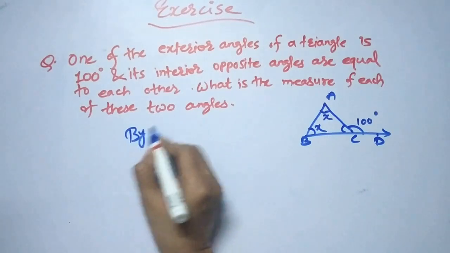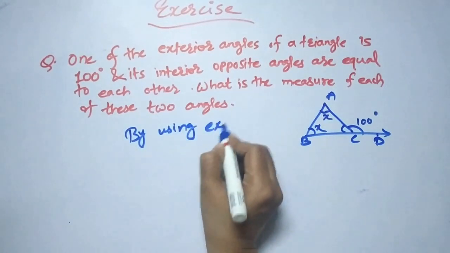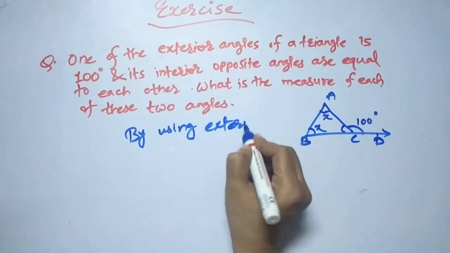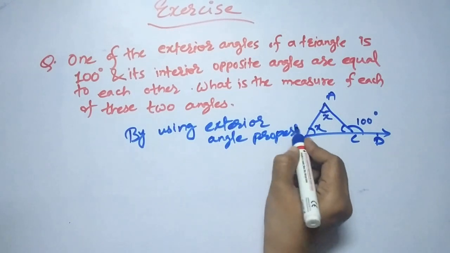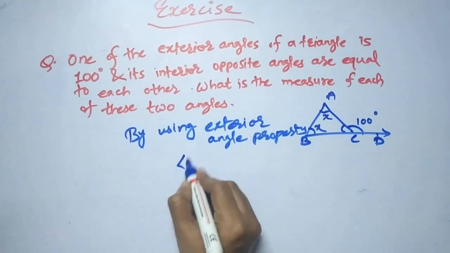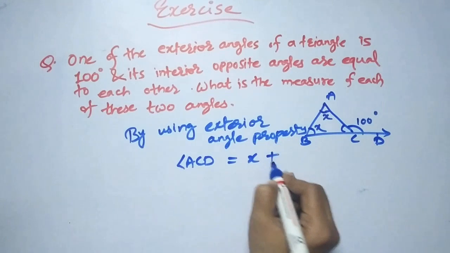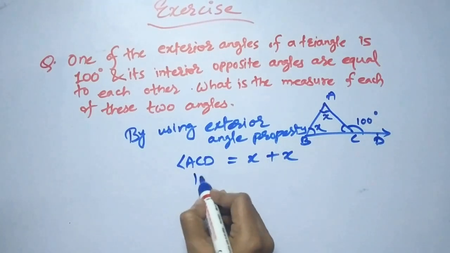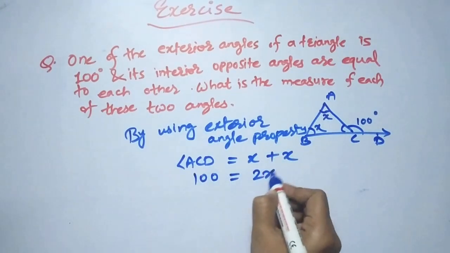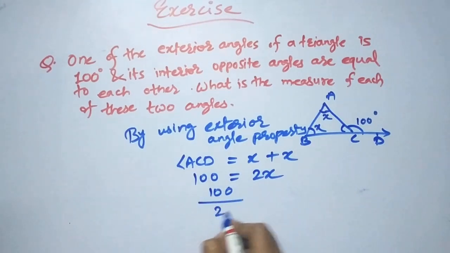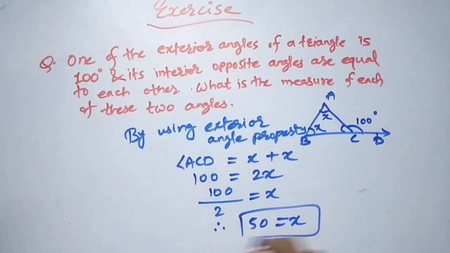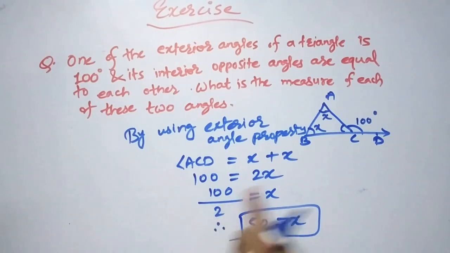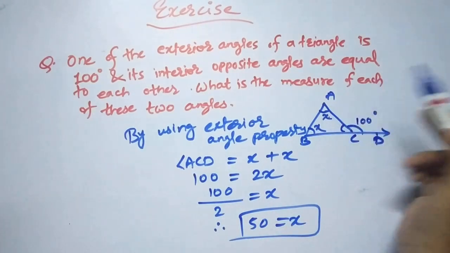So by using the exterior angle property in a triangle, this ACD is equal to X plus X, which is the exterior angle, which is given as 100. So X plus X is what, friends? 2X. So 100 upon 2 is equal to X. Therefore 50 is equal to X, you'll get here. So friends, what is the measure of these two angles? 50 comma 50. These two angles are 50 and 50.